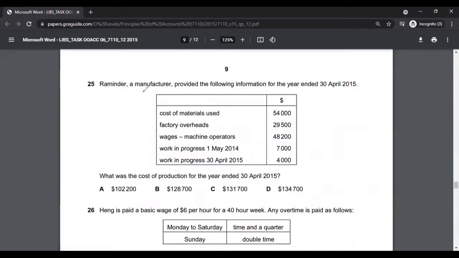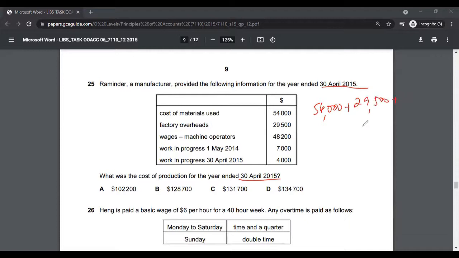Multiple choice 25. Raminder, a manufacturer, provided the following information for the year ended 30th April 2015. What was the cost of production for the year ended 30th April 2015? So you will take 54,000 plus 29,500, which is factory overheads, plus wages, which are 48,200, and then add the difference between the opening and the closing work in progress. If I do the maths in here, this should come to a number of 134,700. The answer to multiple choice 25 would be option D.